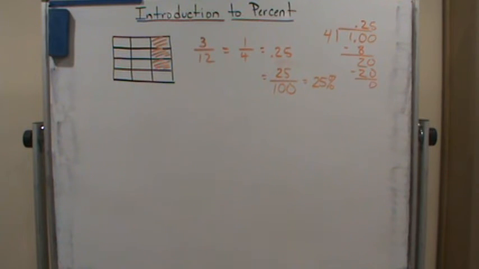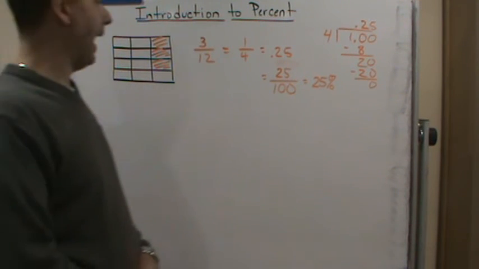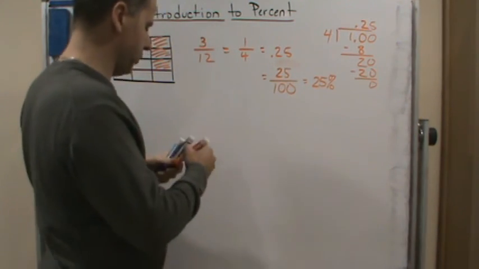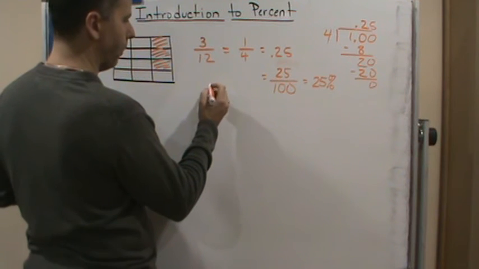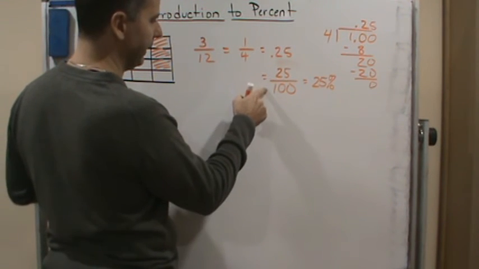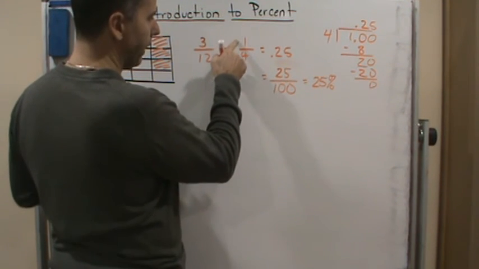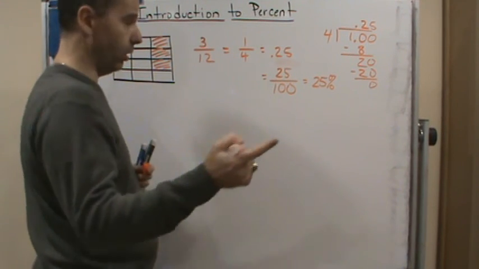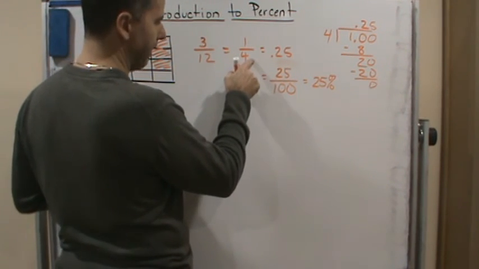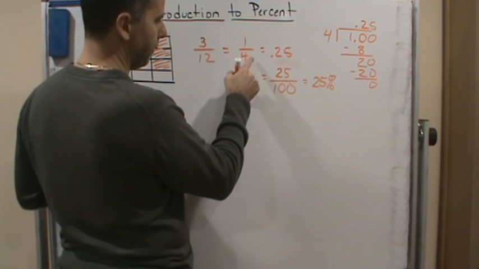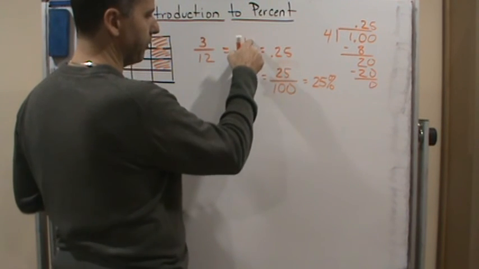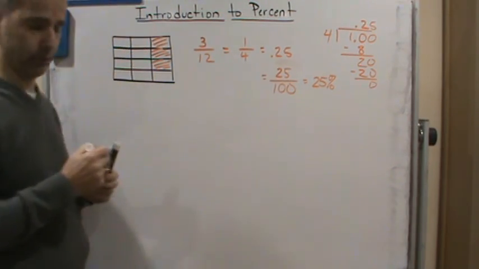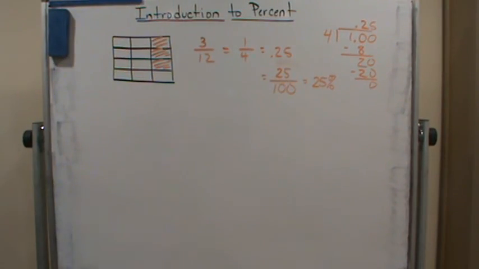Okay? Now another thing to do is, hey, 1/4. Here's another way to do it. I can start here. I could have gone from here to here because what do I have to multiply 4 by to get 100? Because that's the goal. Well, 4 times 25 will give me 100. If I multiply the bottom by 25, I have to multiply the top by 25, and so I get the same answer, 25 over 100, which gives me 25%.